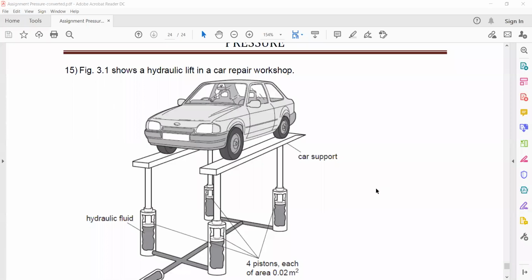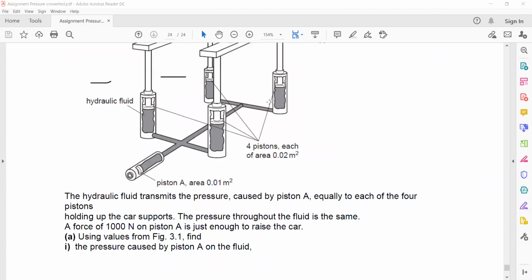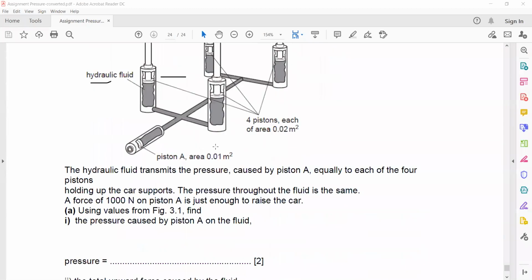This question is related to the Pascal principle. Figure 3.1 shows a hydraulic lift in a car repair workshop. This is a hydraulic lift. The car supports are there, on which the car is placed and lifted up.